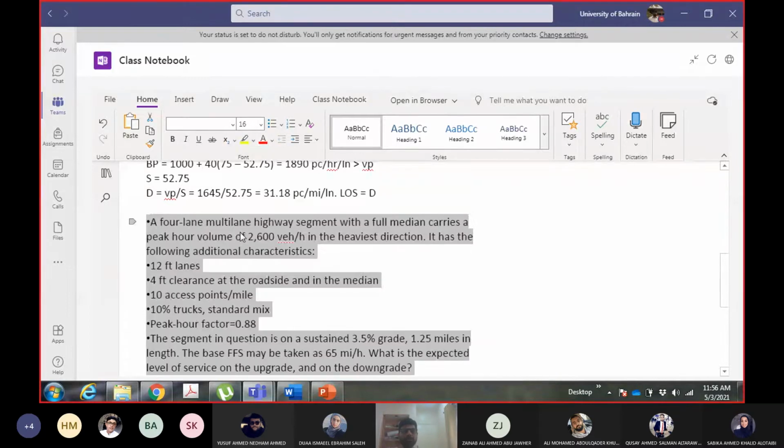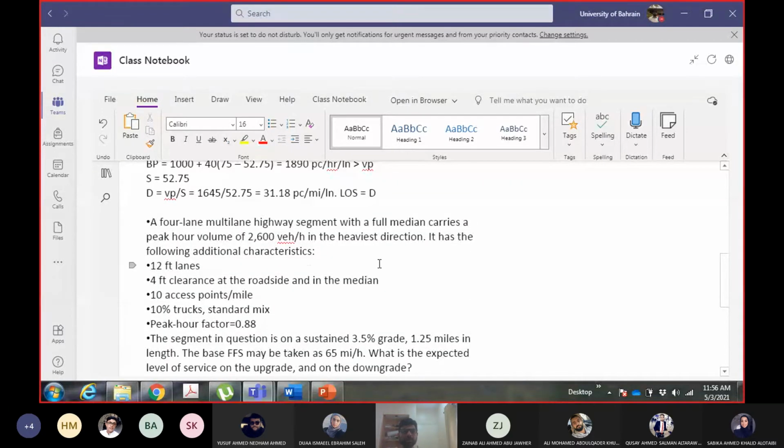So, a 4-lane multi-lane highway. Peak hour volume is given in the direction, 12 feet lanes, 4 feet lateral clearance on the road side as well as the median side. For a multi-lane highway, I need lateral clearance on both sides of the direction, median side as well as the right hand side. So they are telling me both lateral clearances are 4 feet. Okay, so they are equal.